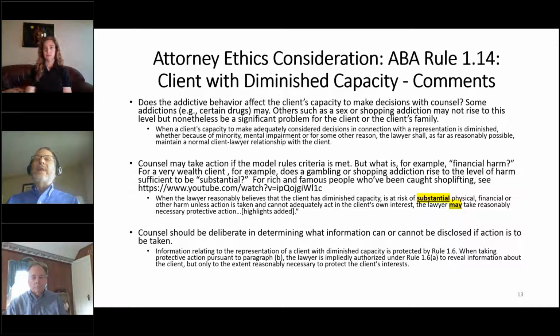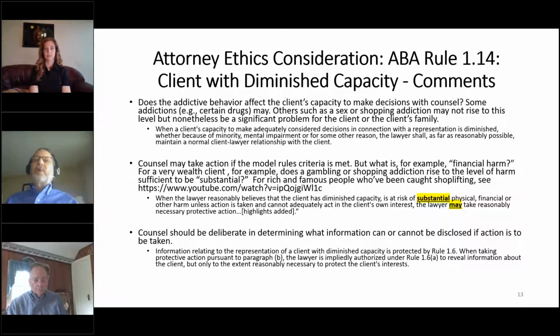And I think that again, and we're going to get to it in a few minutes, the 911 analogy that Amanda's going to talk about will be very helpful, and accessing resources, which we're going to talk about soon, will be very helpful. Client counsel may take action if the model rule criteria is met, but what is financial harm? And this is a real interesting issue, and I apologize, I forgot if it was Jonathan or Amanda that mentioned, probably Jonathan, but how does great wealth change the analysis?